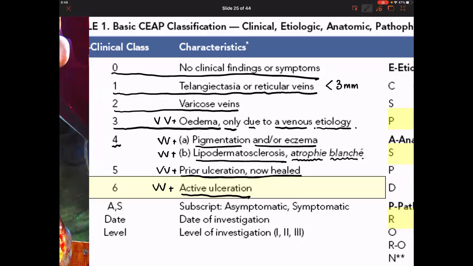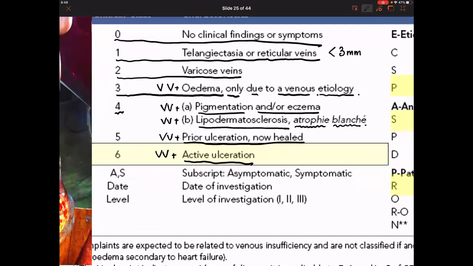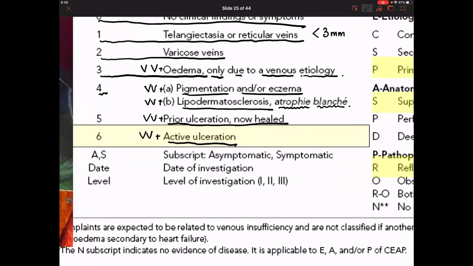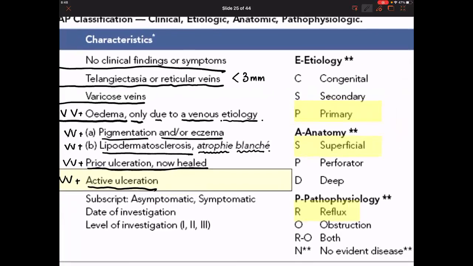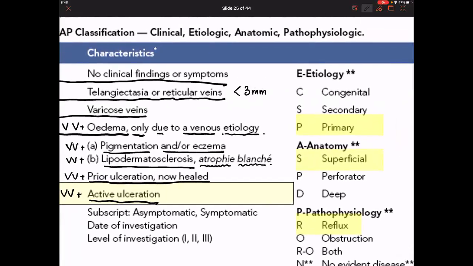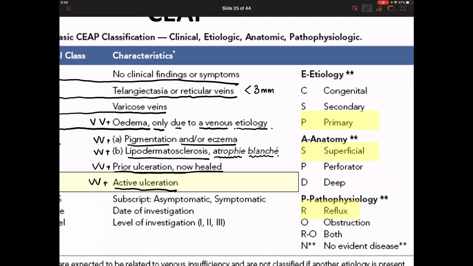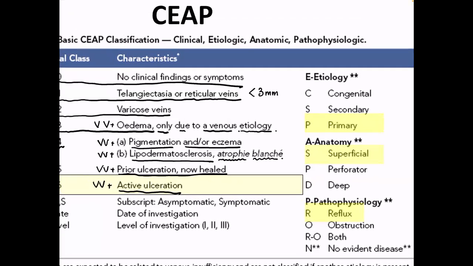Done? Good. Now, there are other things: if they're asymptomatic, A; if they're symptomatic, S. That's it. Now, what does the word C stand for in CEAP? Clinical. What does the word E stand for? Etiology. Already I have told you what is a primary. Already I have told you what is a secondary.